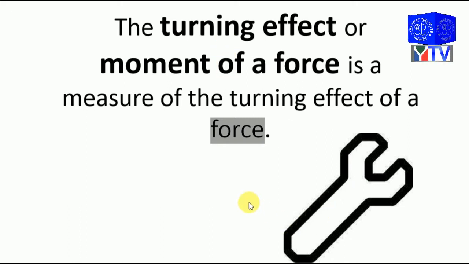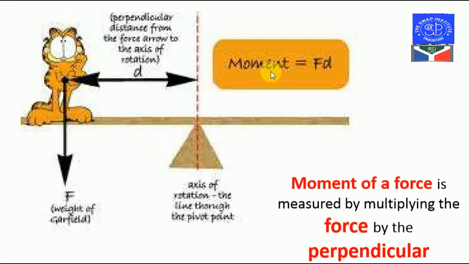When the force acts on this handle, and this one is the moment arm, the rotational effect produced is called the moment of force. Another name is torque, and its unit is newton meter. It is a vector quantity. The other name of moment is torque, and moment is the multiple of force and displacement. Okay.